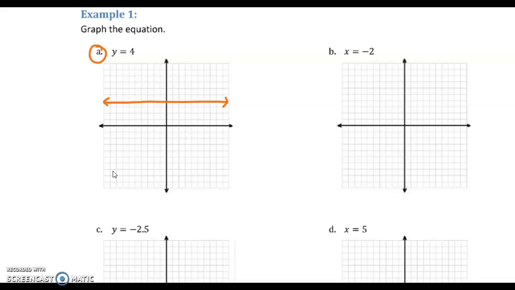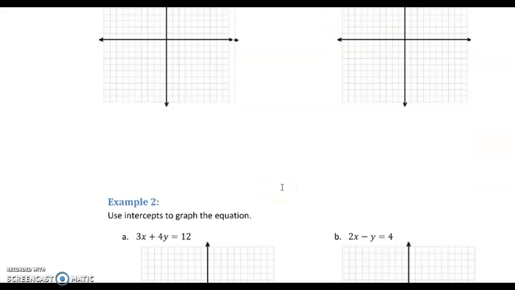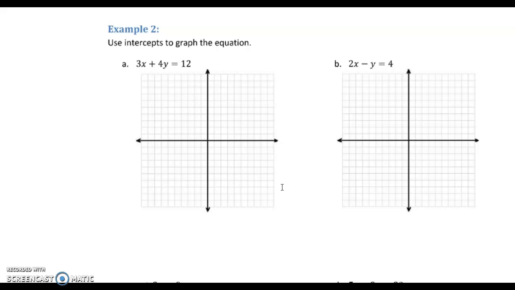Okay, now I'm going to have you graph example 1b. What is the graph of x equals negative 2? Okay, so it would be a vertical line going through negative 2. And make sure to extend all the way through. So when we have x equals a number, it's a vertical line, and we just draw it going through the x-axis where the number is. All right, let's look at example 2.